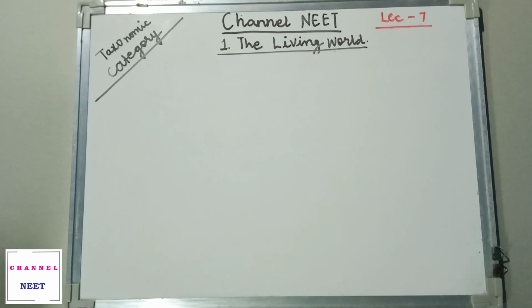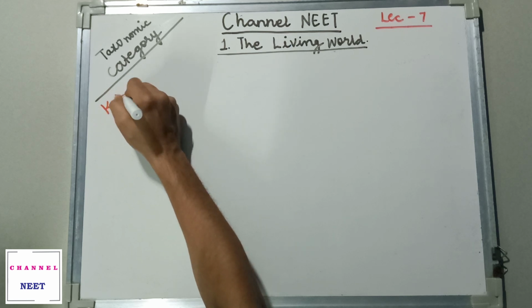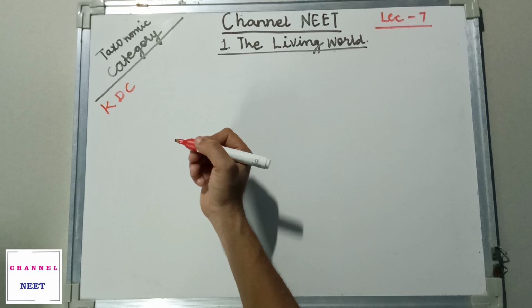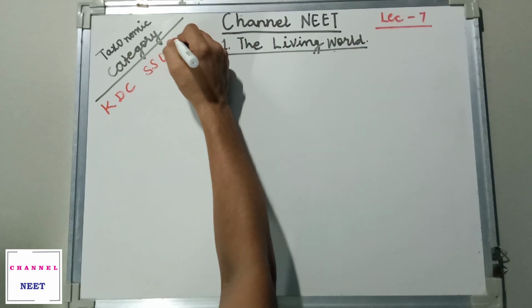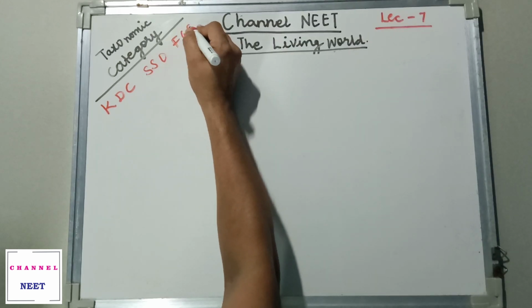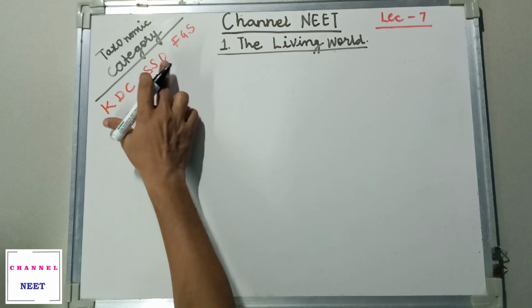Now, to make you aware of the taxonomic categories, I am giving you a sequence so that you understand. Taxonomic categories could be remembered as K, D, C. Remember this. Then you have S, S, O. Now some names are not often used, what we call F, G, S. So you have K, D, C, S, S, O, and F, G, S. This could be the taxonomic category.